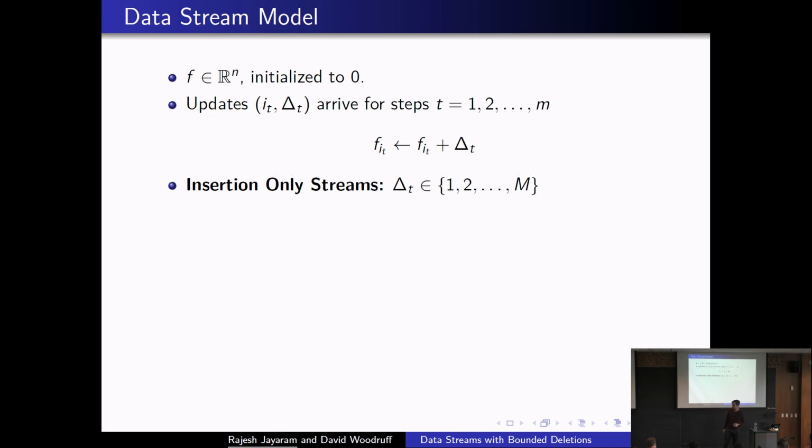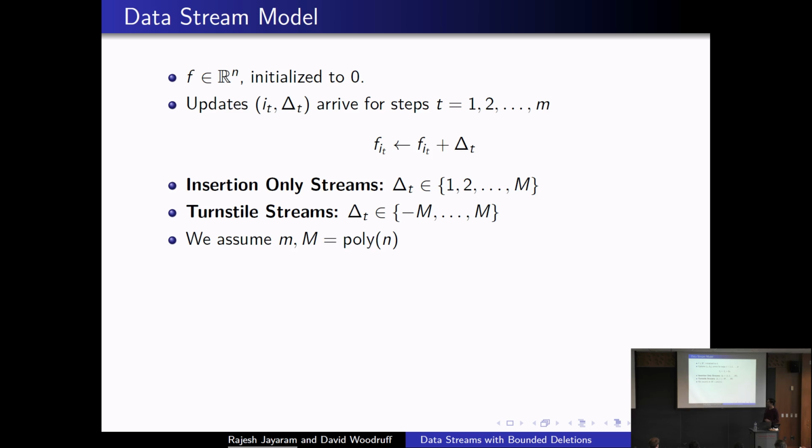There are two fundamental types of these streams that are studied. The first natural one is where you restrict these deltas to be strictly positive, which gives insertion-only streams. I'm only inserting things into these coordinates. You can also consider streams where the updates can be positive and negative. For simplicity, they are integers bounded by some integer big M, and the length of the stream is going to be little m.